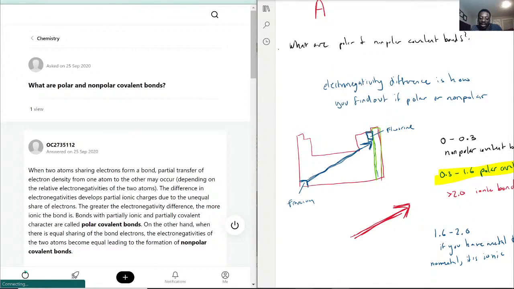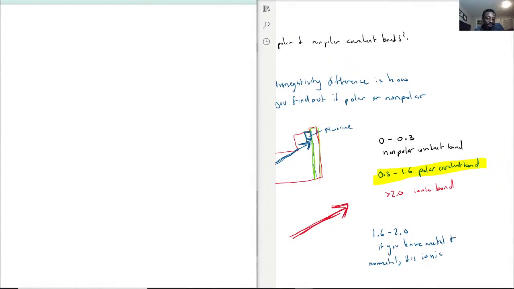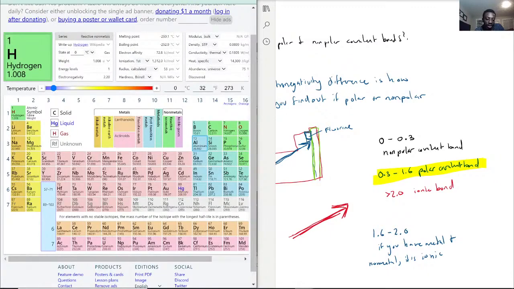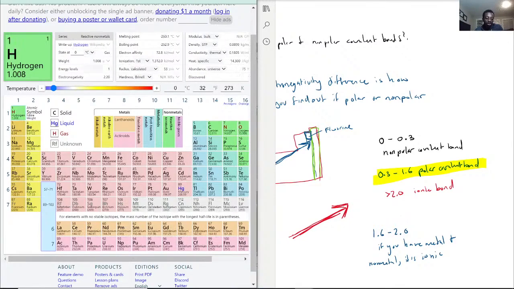It increases from the bottom left to the top right, fluorine being the most electronegative and francium being the least electronegative. Non-polar covalent bonds fall in this range of electronegativity difference. The most typical one you'll see, at least if I remember correctly, is carbon and hydrogen. Those are the most typical type of non-polar bond you would see. So carbon is 2.55, and hydrogen is 2.20.